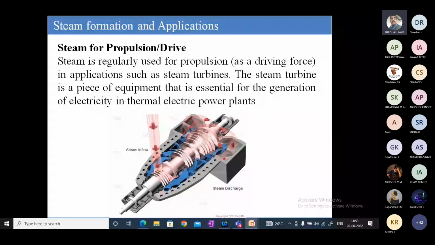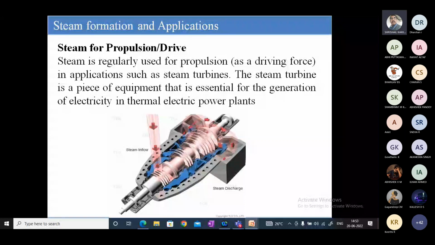The heat of this can be used for some other specific applications, like preheating the diesel or preheating the water which is going to the boiler, so that the maximum amount of heat can be recovered and the thermal efficiency of the plant can be increased. This is the steam for propulsion and drive, and for the electricity generated.